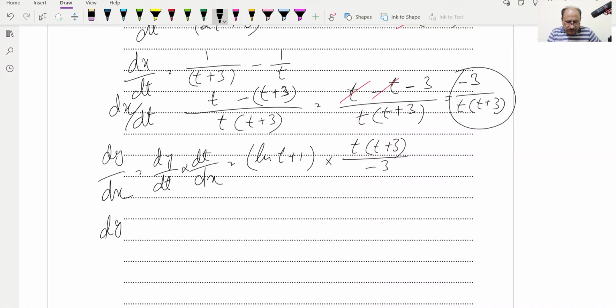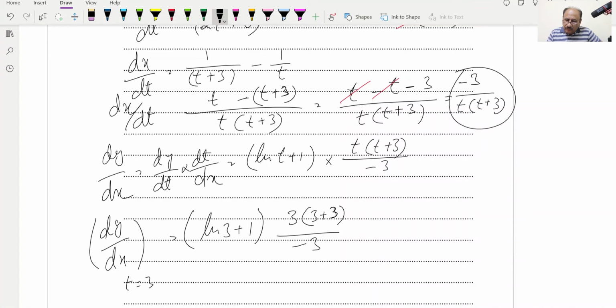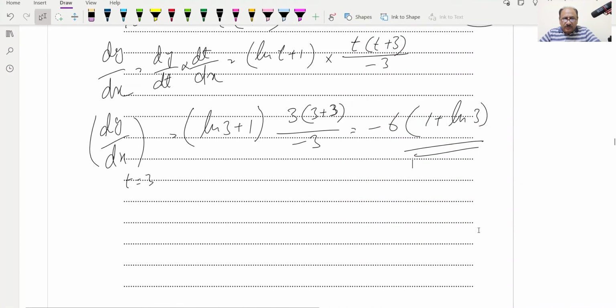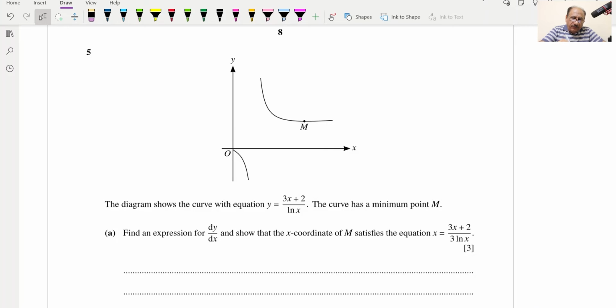and further we can find dy by dx at t equal to 3, and this will be log of 3 plus 1, and this will be 3 into 3 plus 3 divided by minus 3. Now we can simplify this portion, and 3 plus 3 will be 6, 6 into 3 will be 18, so 18 divided by 3 will be minus 6, minus 6 into 1 plus log 3, and this will be the final answer for this part. Hopefully you understood this.